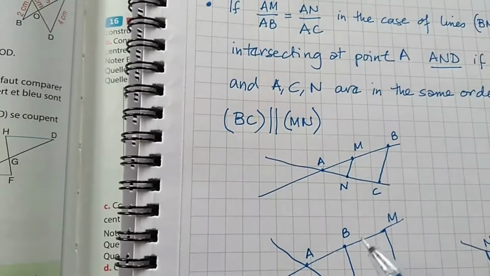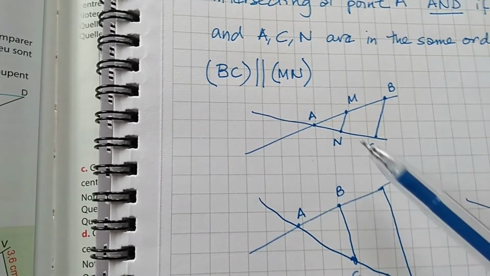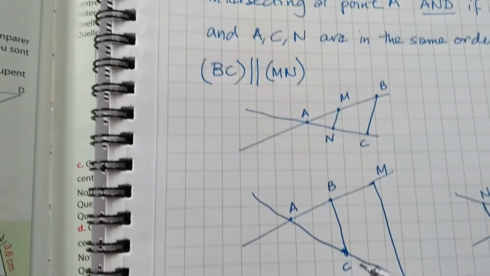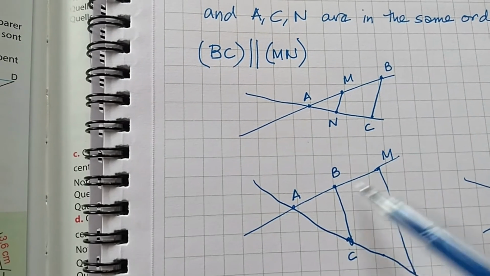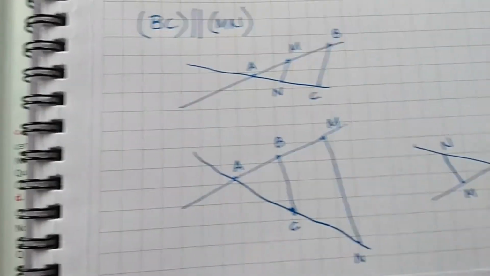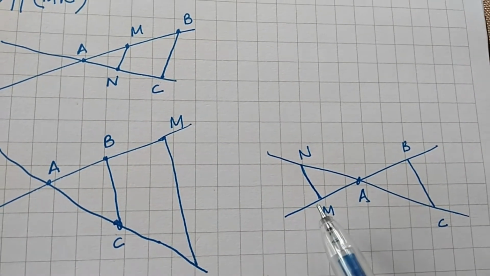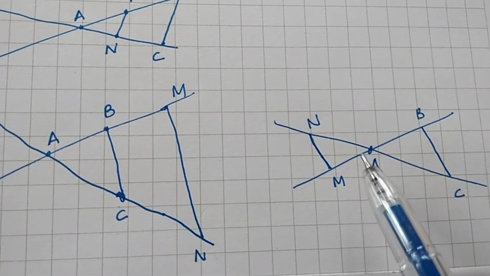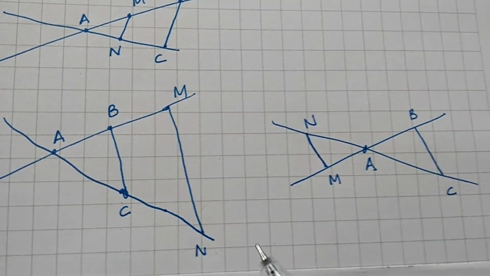So here in this second example, we have moved B in between A and M. Here B was outside A and M, and here we put it in between. But if we follow the same order on this side also, then again AB over AM is equal to AC over AN, so these two lines are parallel. And the third example is when you go to opposite sides of the point of intersection. If AM over AB is equal to AN over AC, then these two lines, MN and BC, are parallel.